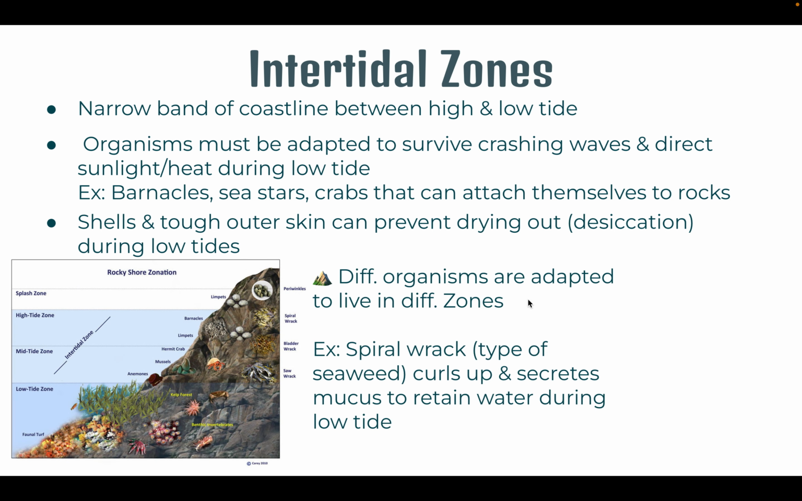Different organisms are adapted to different zones, though. They're not all able to cope with being totally dried out. For example, the spiral wrack, which is right here, is a type of seaweed. It curls up and then secretes mucus to retain water during the low tide. But then you also have these organisms down here that are pretty much always covered up with water, or at least close to it, but it's not deep water, because this is just a low tide zone. So different organisms are adapted to live in different zones.